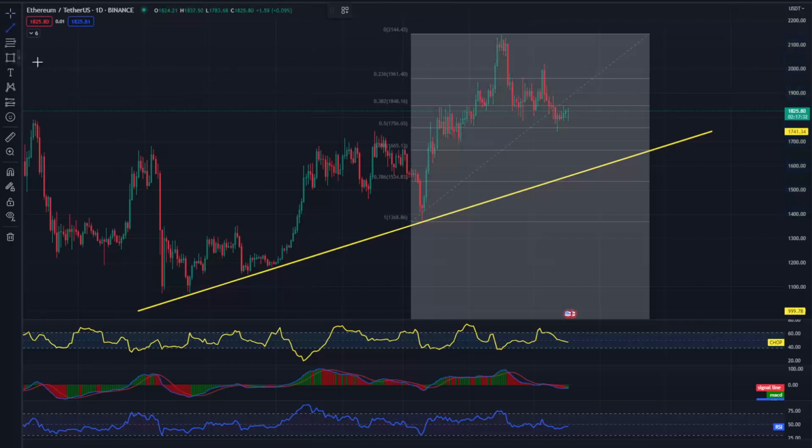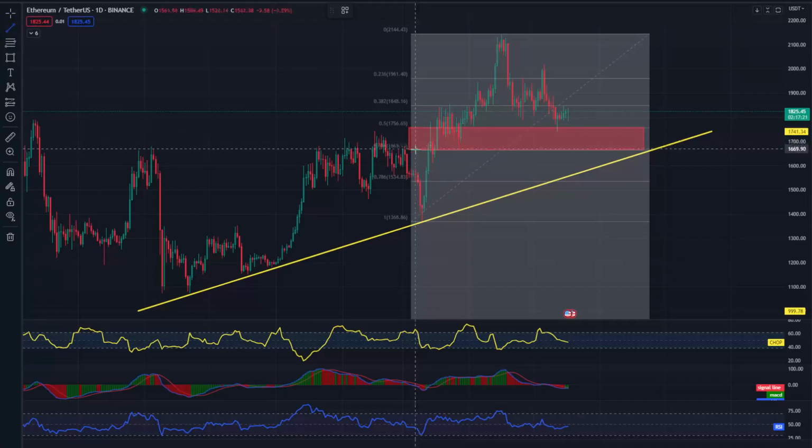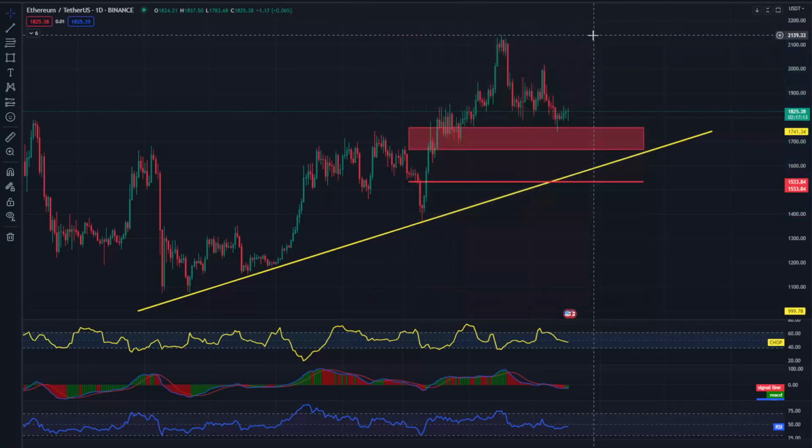We will use the fib retracement tool to mark support, and as you can see, it is worth marking the strong support zone from $1,757 to $1,666 in the first place, but when the price drops below the zone, we can see a drop around $1,533.